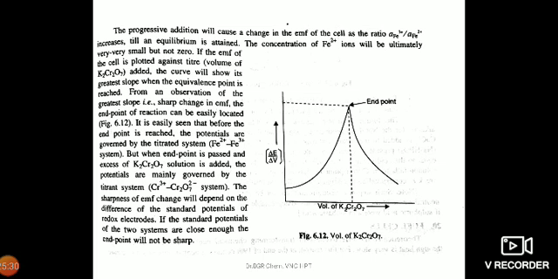The sharpness of the EMF change will depend on the difference of the standard potentials of the redox electrodes. If the standard potentials of the two systems are close enough, the end point will not be sharp. By plotting the graph there, we observe a single peak. From that point, draw a perpendicular to the volume of potassium dichromate added axis, so that we get the equivalence point, that is the volume of potassium dichromate required to convert the ferrous sulfate solution you have taken in the beaker to ferric.